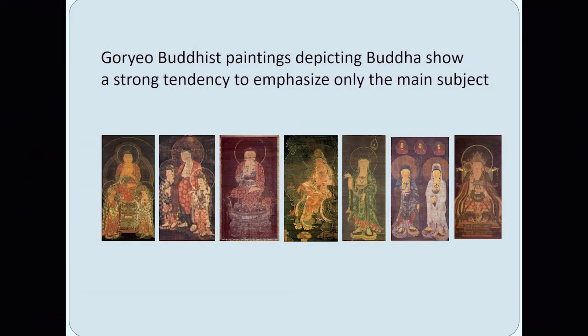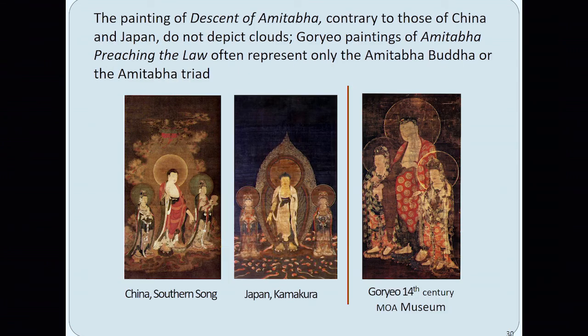Meanwhile, in terms of compositions, Goryeo Buddhist paintings show a strong tendency to emphasize only the main subject, that is, the deity. For instance, and here we're looking at a Chinese, a Japanese, and a Korean treatment of the same subject. The Goryeo painting of the Descent of Amitabha Buddha does not depict the clouds that are shown in the Chinese and Japanese examples. This subject is meant to be the deity floating down from the heavens to accept you, the dying believer, to be reborn in his paradise.